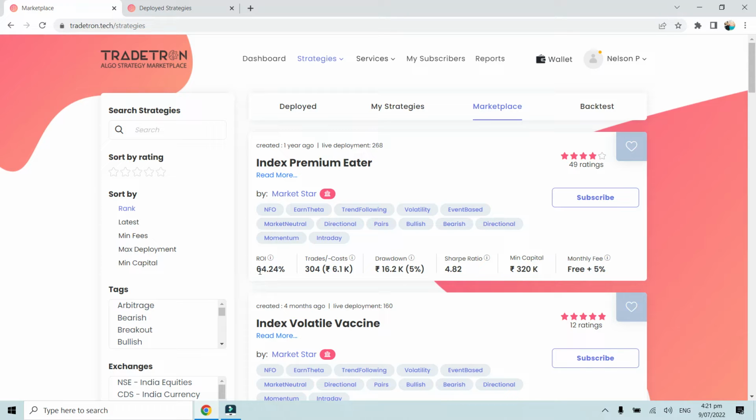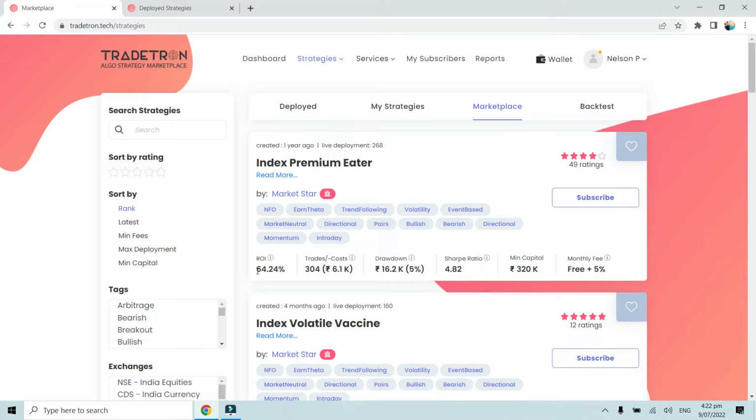It is important to know that this ROI is on a gross basis. That is, it does not include your brokerage costs, taxes, the STT that you have to pay, and other charges. This is basically the gross performance, based on your buying rate and your selling rate. Whatever profit is generated in paper trading of this strategy on Tradetron deployment is what is calculated here. It does not include brokerage costs, so that will be additional.